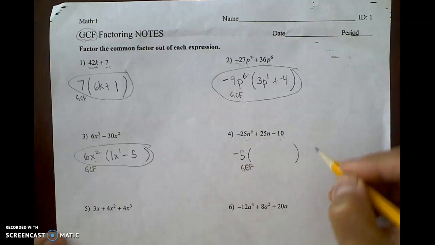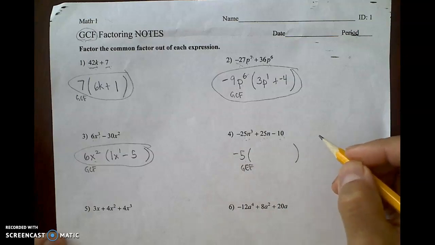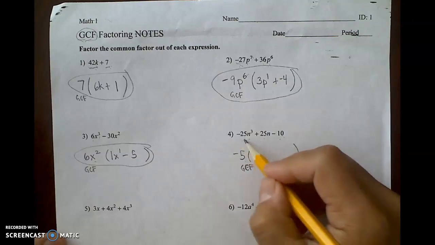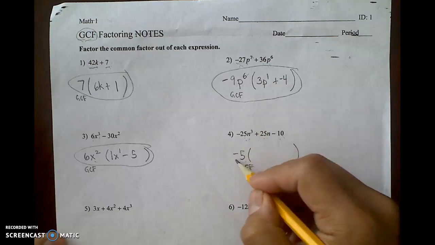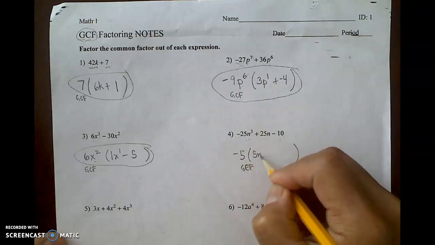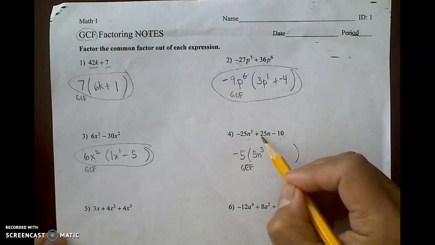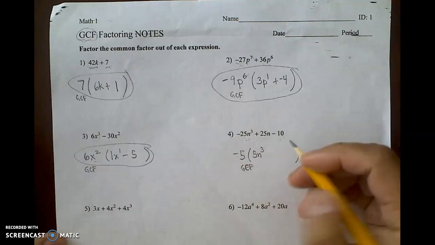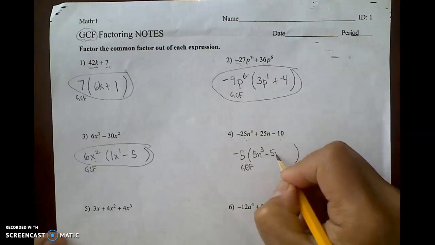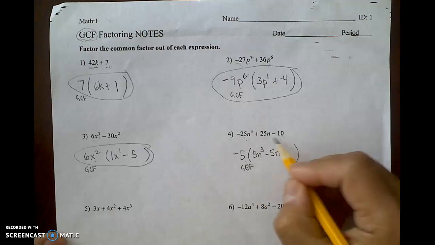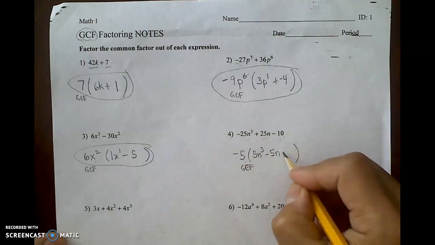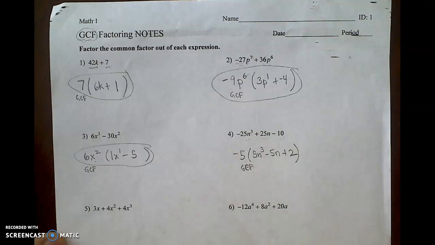So we're going to start to open up our parentheses, and then we're going to start dividing. Negative 25n cubed divided by negative 5 is 5n cubed. 25n divided by negative 5 is negative 5n. Negative 10 divided by negative 5 is a positive 2. Okay.